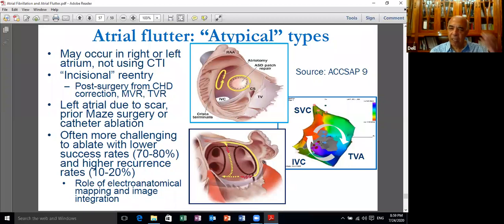I will leave this for Ahmad al-Damati to explain in more detail. But my point is, it's important to know the end point of what these people are doing. It's not enough to get rid of the atrial flutter. You should get bidirectional irreversible block.